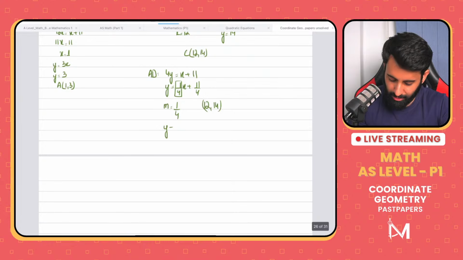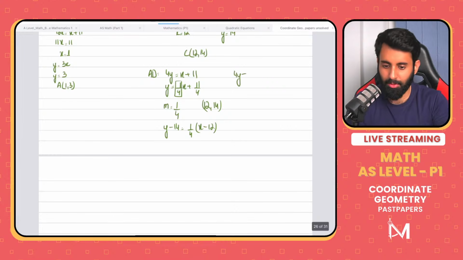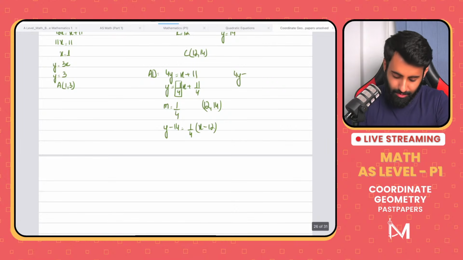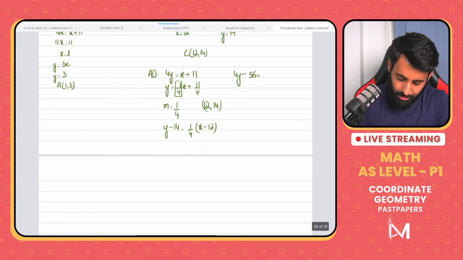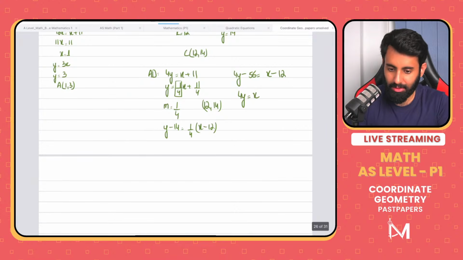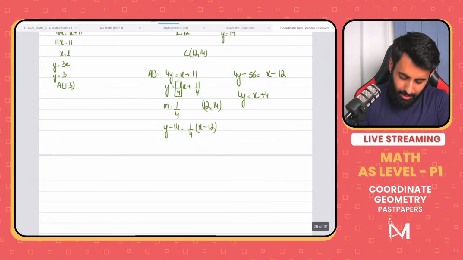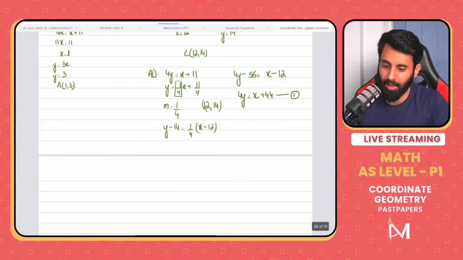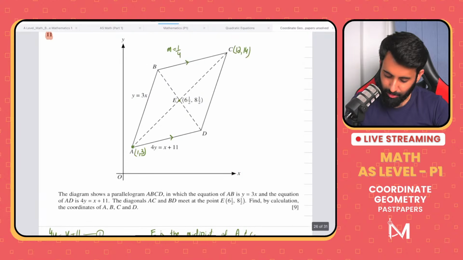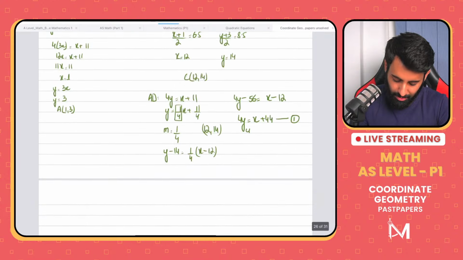Now let's put this all together. y minus 14 equals 1 upon 4 into x minus 12. Cross multiply. So you will have 4y minus 14 into 4, that's 56, equals x minus 12. Okay. So 4y equals x, and what is minus 12 plus 56? That's 44. So plus 44. Here is one equation, and we will use this equation with the equation of y equals 3x, which is line AB, and solve it simultaneously.